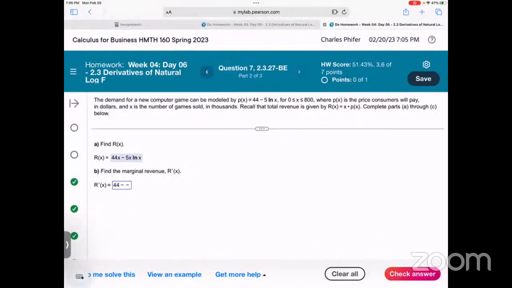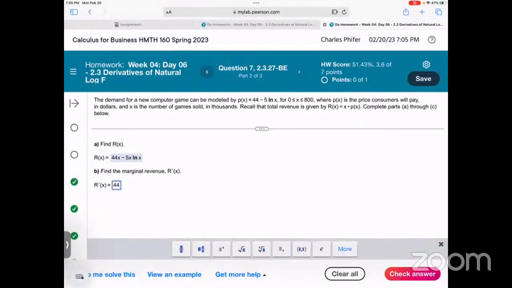Okay. So if we take the derivative of that result, the first term is just 44. Now we're still going to have this minus 5, but for that second part, we need to do product rule, right? I'm just going to focus on the X log of X. So the first is X times the derivative of the second, which is 1 over X. Those together become 1.